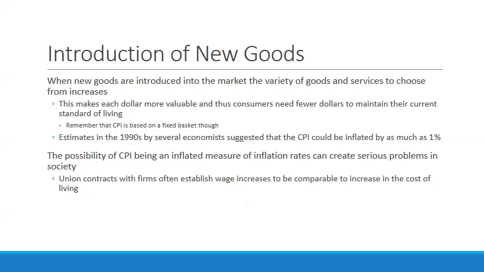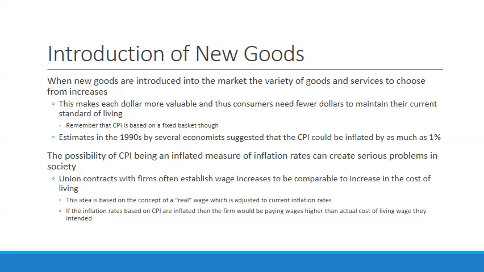So if a contract is entirely based on how much inflation is occurring and that measurement is wrong, well then we've got issues within how employees are being paid. Now, this idea is based on the concept of a real wage, which is adjusted to current inflation rates. And so if inflation rates based on CPI are inflated, then the firm would be paying higher wages than the actual cost of living they intended.